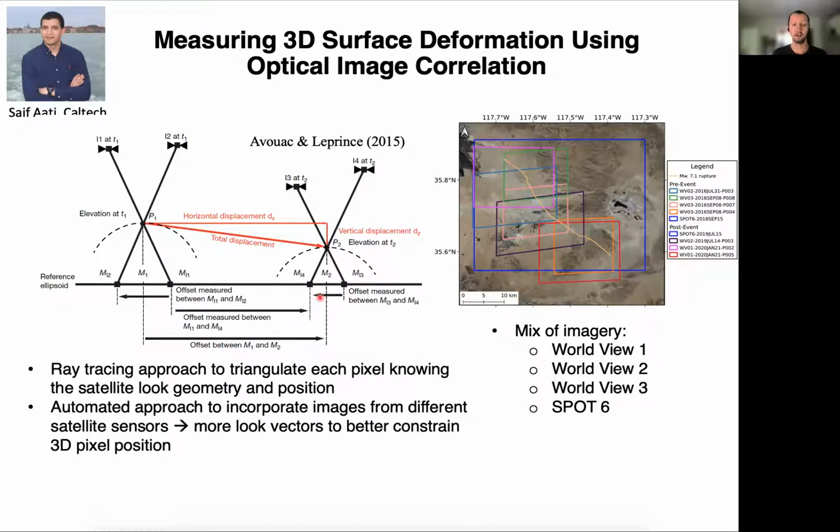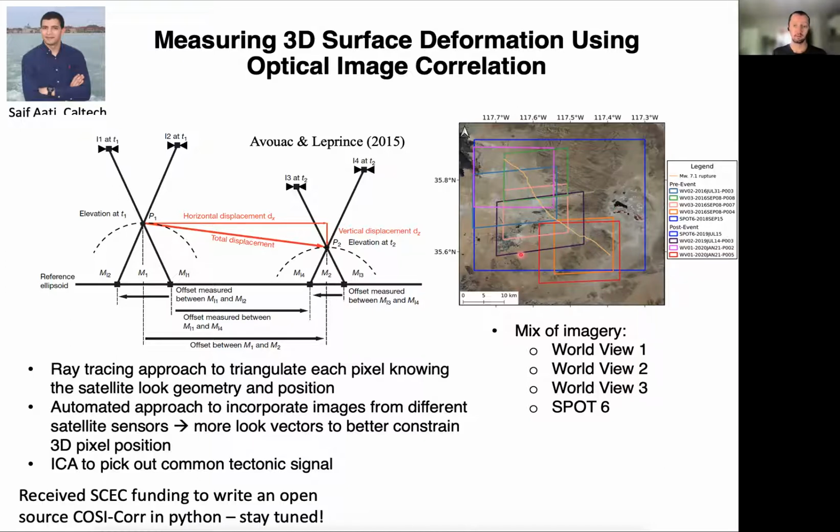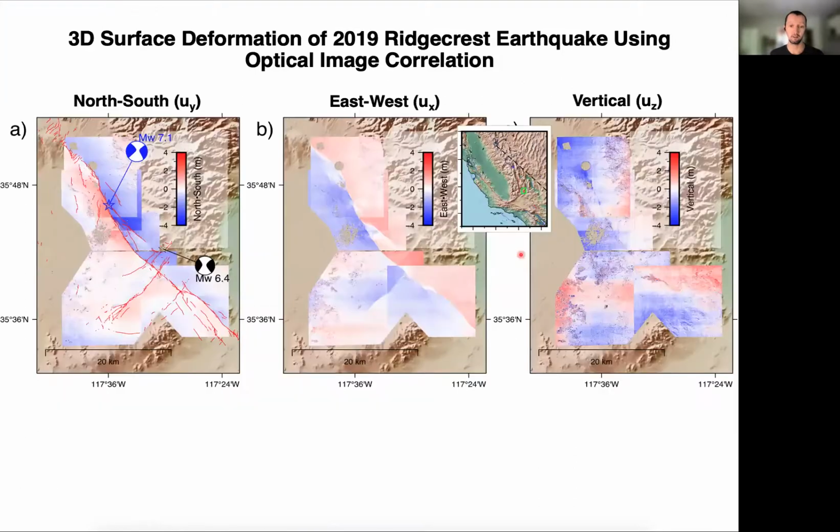So now we can actually use images from different satellite sensors. And this is really great because it allows us to have a greater number of look vectors to better triangulate the position of our pixels. We've also implemented an independent component analysis filtering technique to try and pick out the common tectonic signals, which is especially useful when you're using a mix of images from different sensors. We also received funding to write this in Python, so I hope we'll have an open source version of this technique coming out soon.